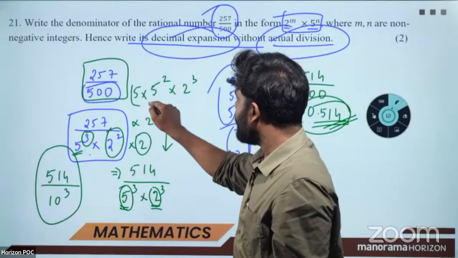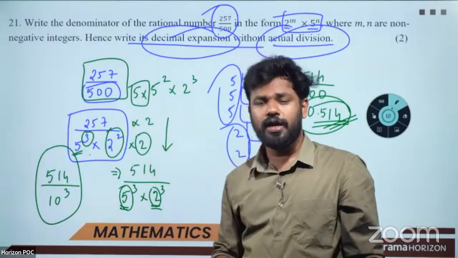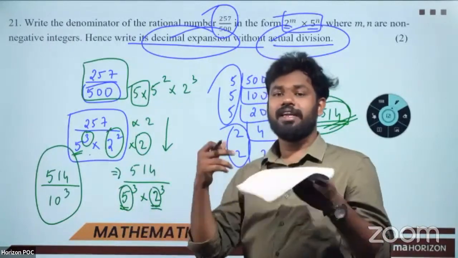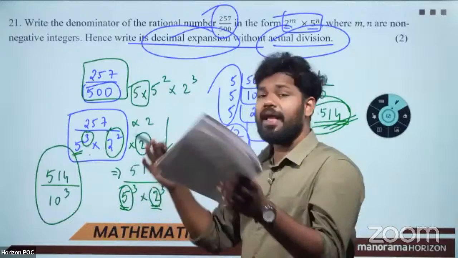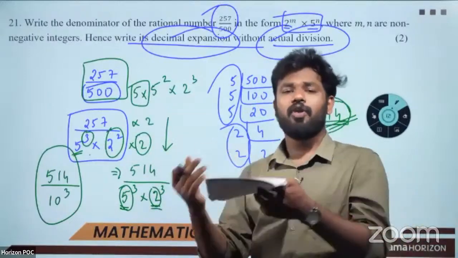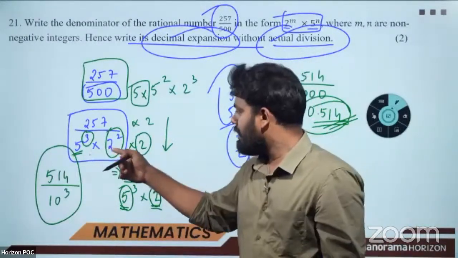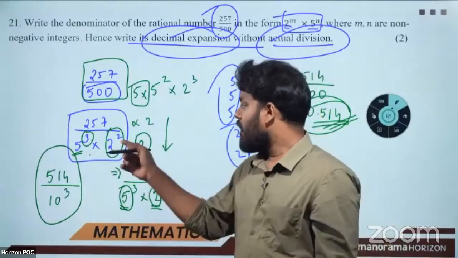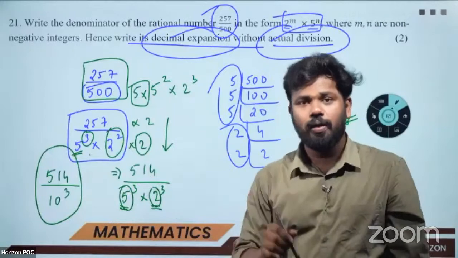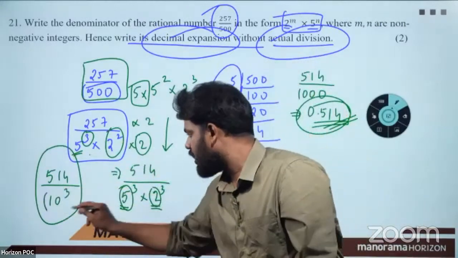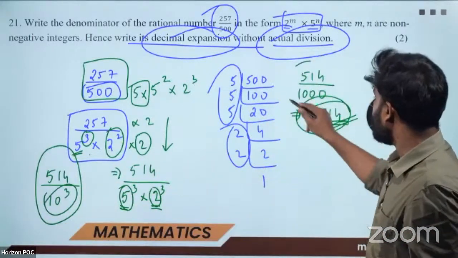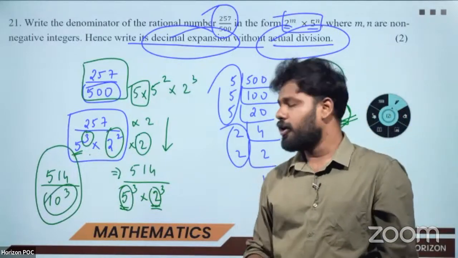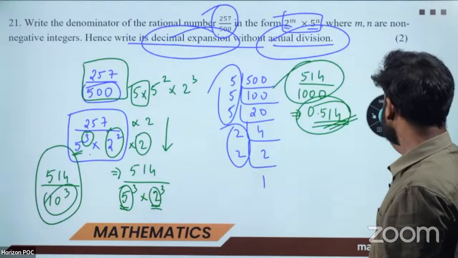Then I should be multiplying it with what? 5 there, not 2, right? So look at the denominator, what it is needing to complete that into a power of 10. Here I need an extra 2 to make it a power of 10. So I have multiplied a 2 in the numerator and denominator, and I got this as 10 raised to 3. That is nothing but 1000. So 514 divided by 1000 will be 0.514. Got it? 21st question, clear?